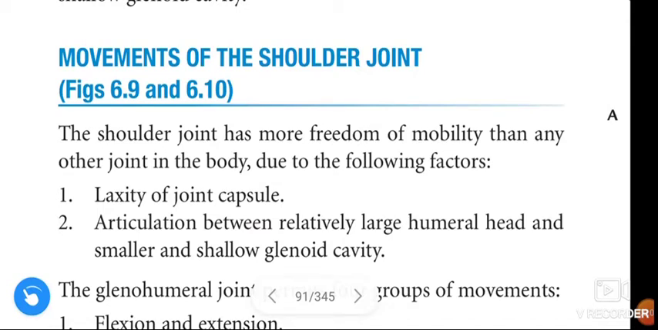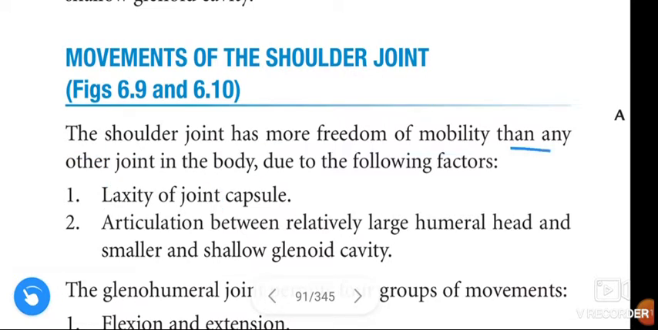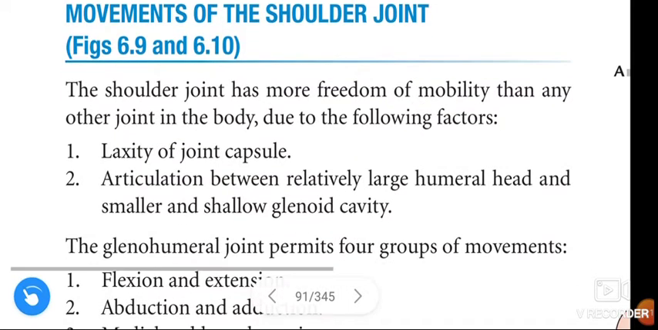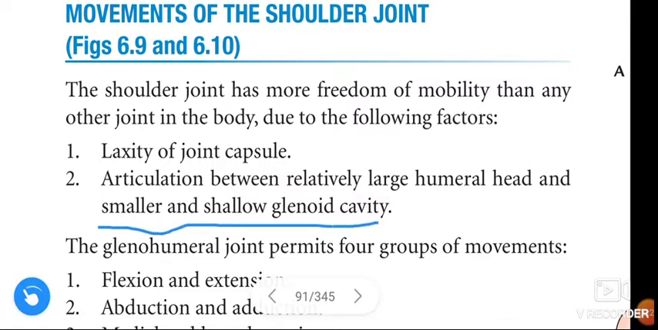In this video we are going to learn about the movements of the shoulder joint. The shoulder joint has more freedom of mobility than any other joint in the body due to the following factors: laxity of joint capsule, and articulation between a relatively large humeral head and a smaller and shallow glenoid cavity.